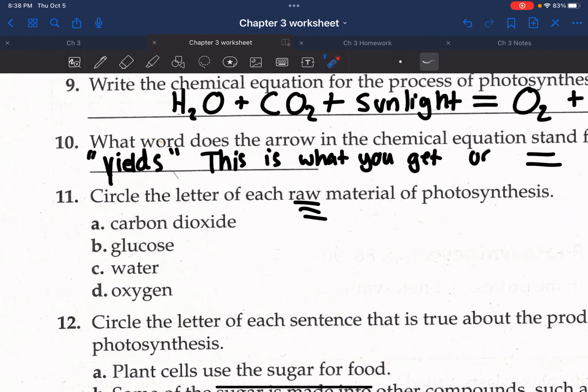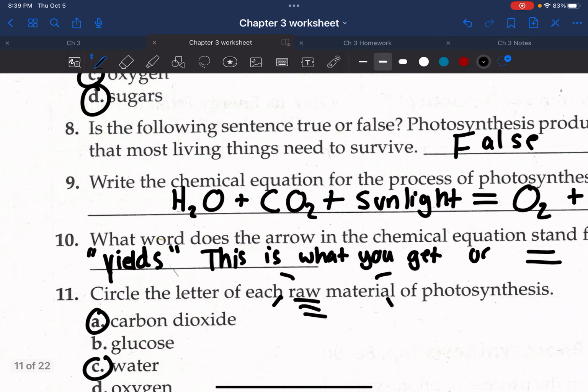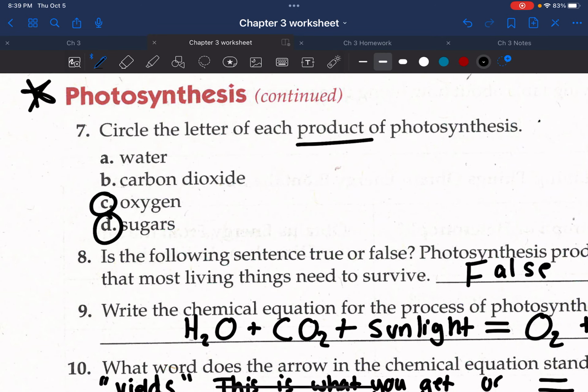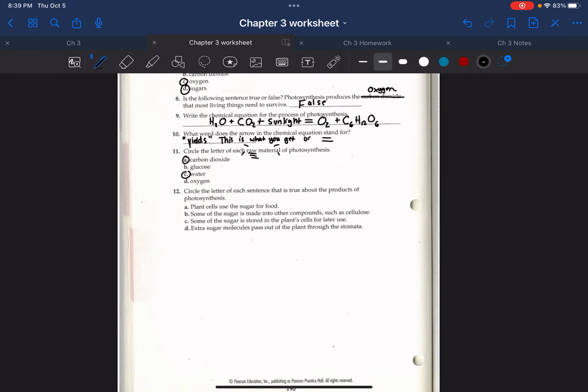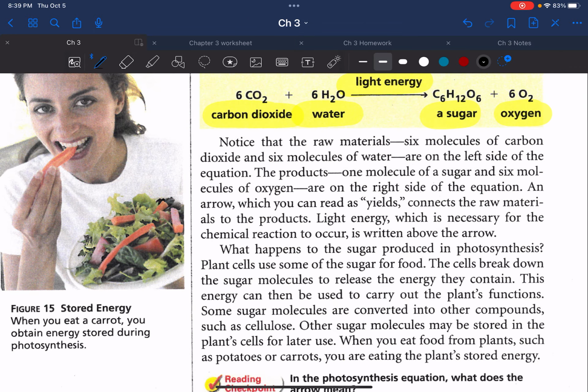So, is carbon dioxide what we need? Yes. Is glucose what we need? No, it's what we make. Is water what we need? Yes. Boom, boom. How about oxygen? No, that's what we make. So when you see raw materials, that means what do we need? When you see products up here, products, that's what we get, okay? Okay, I'm going to keep reading this.